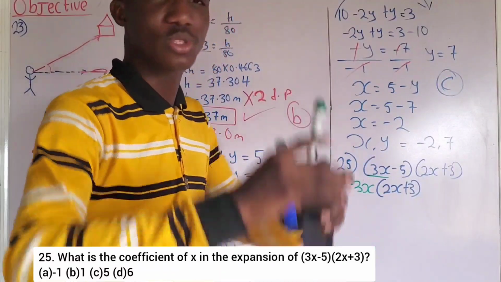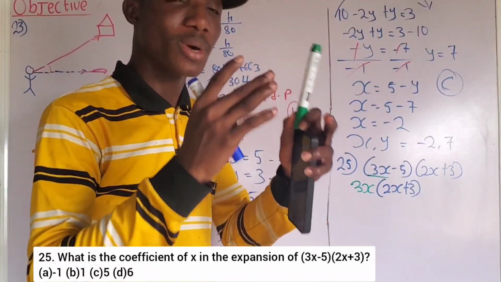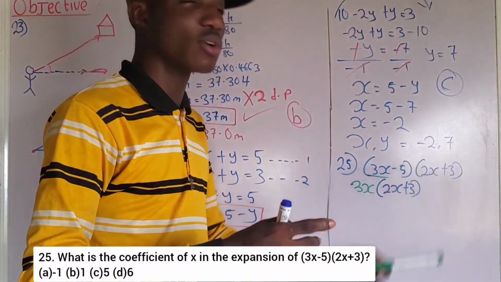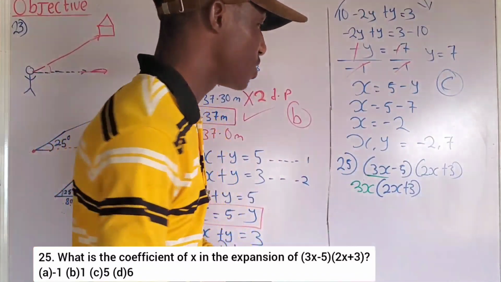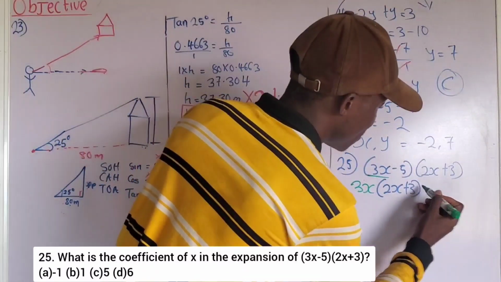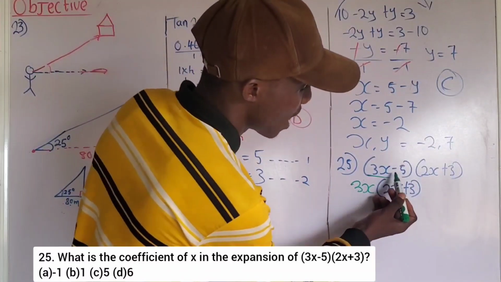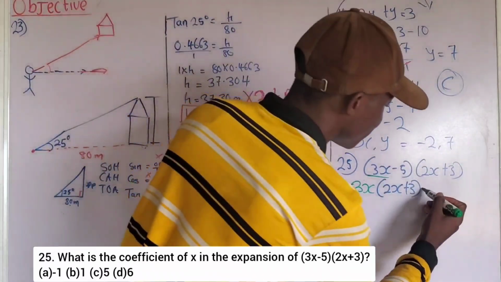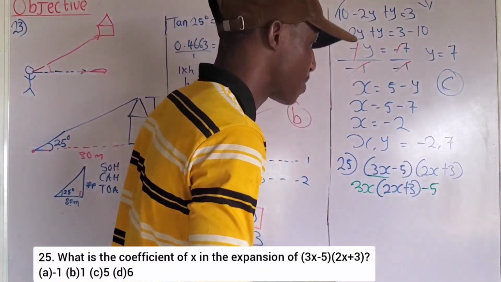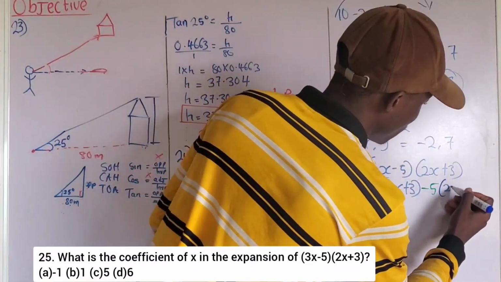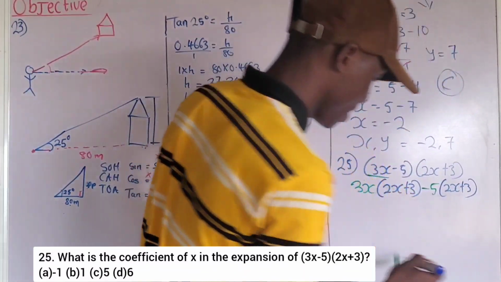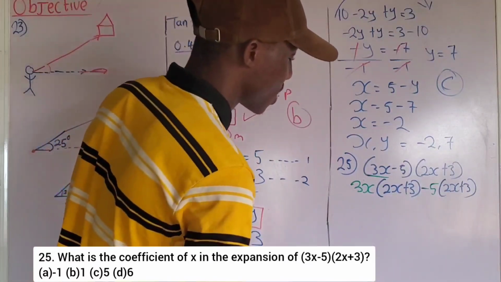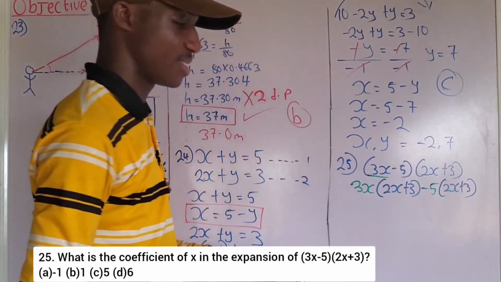When you are done with that, you take the second term as well to multiply all the terms in the second bracket. So you can see now for this, I'm going to have, now please pay attention. When you are taking the second term, make sure that you take the sign as well, okay? So I'm going to have minus 5, then use it to multiply 2x plus 3, okay? So for this, we're going to have 3x times 2x.